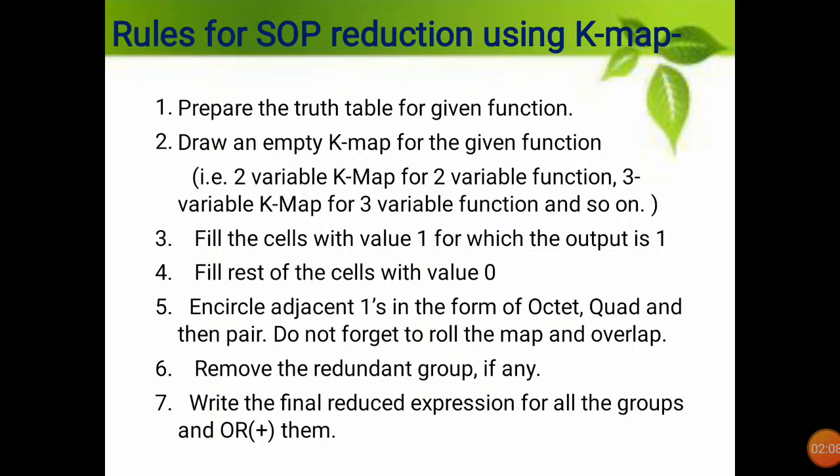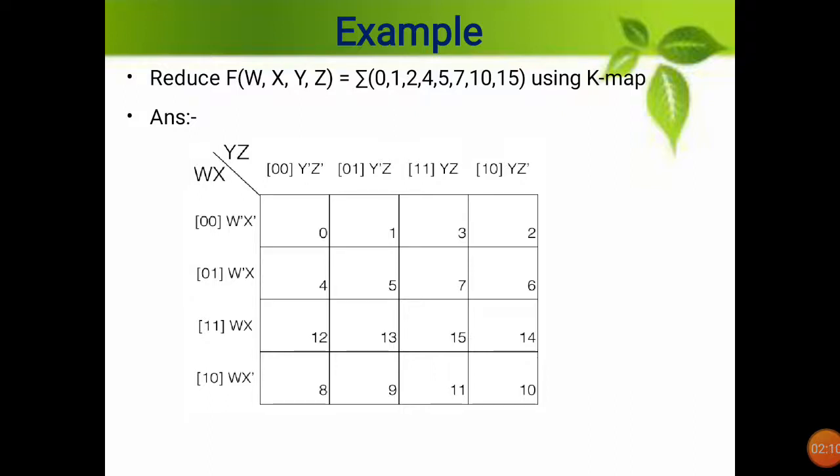Now, take an example. My question is: reduce F(W, X, Y, Z) equal to summation 0, 1, 2, 4, 5, 7, 10, 15 using K-map. Here the positions 0, 1, 2, 4, 5, 7, 10, 15 are given in your question to mark 1. So, the solution.